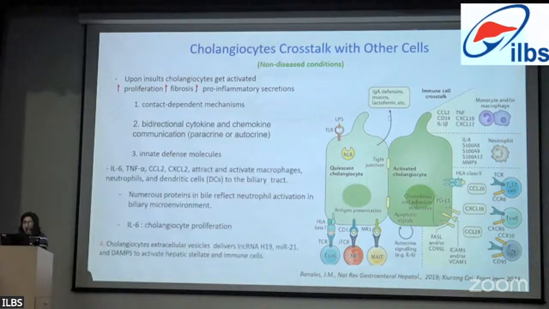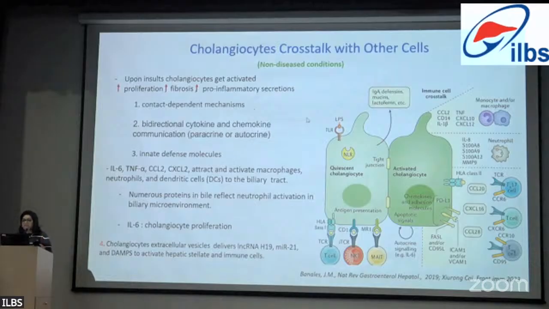So we already know that IL-6, TNF-alpha, CCL2, CD14, and CXCL10 attract the monocytes and macrophages, whereas damage-associated molecular patterns such as S100 A8, A9, A12, or even metalloproteases invite neutrophils whenever these cholangiocytes are activated. One of the important molecules is IL-6, interleukin-6, which leads to cholangiocyte proliferation, and they work in an autocrine system. So these were the mechanisms which we already know.